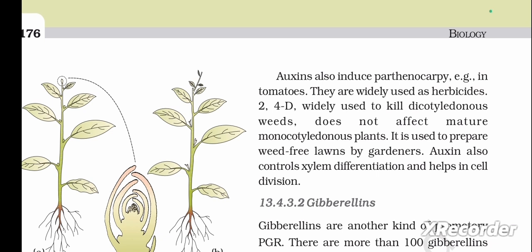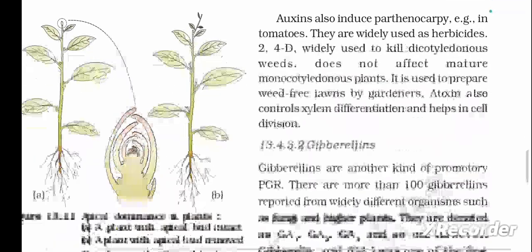They are widely used as herbicides. 2,4-D, widely used to kill dicotyledonous weeds, does not affect mature monocotyledonous plants. It is used to prepare weed-free lawns by gardeners. Auxin also controls xylem differentiation and helps in cell division.